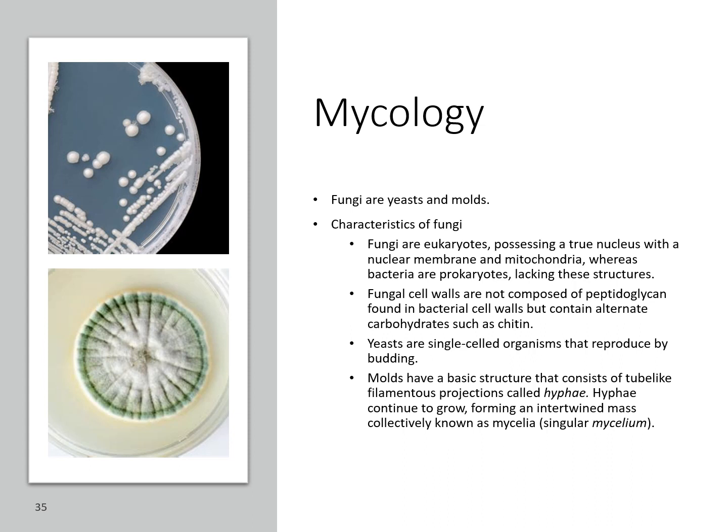And with yeast, they are single-celled organisms and they reproduce by budding. So they will actually kind of pinch off. So it will be a round cell that will have like a little daughter cell that will attach to it, like a little bud. Molds have a basic structure that consists of tube-like filament projections, and these are called hyphae. And hyphae continue to grow, and then they form other hyphae and other different mycelia that attach to them. So they look kind of like any sort of flowering plant.